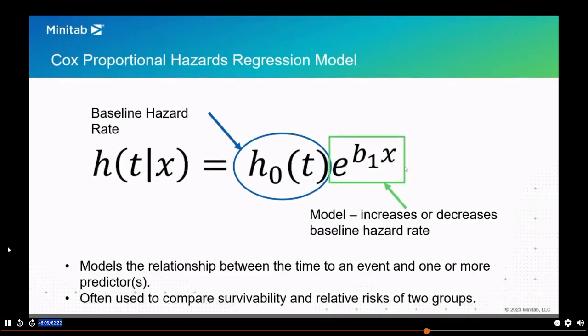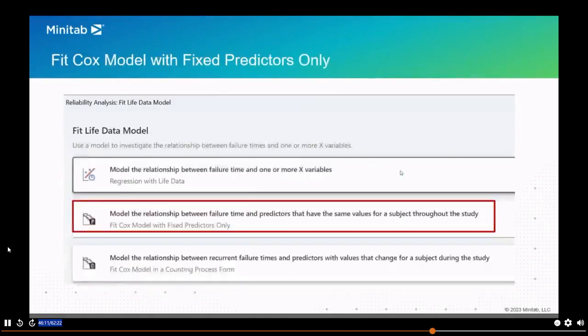Here we're using it more in a reliability sense, manufacturing, where we're just going to compare the risk of the new design versus the old design. So now I'm in the model part of my reliability module. So I'm in the fit life data model.